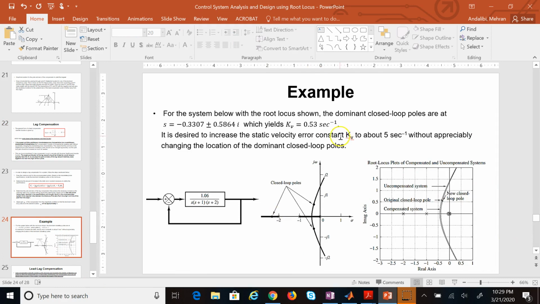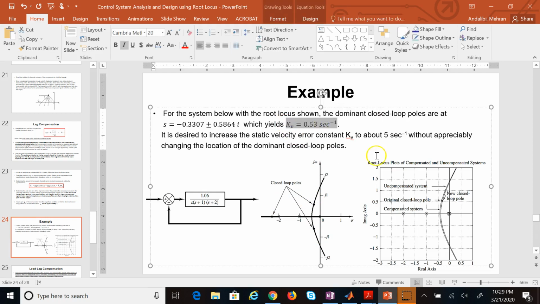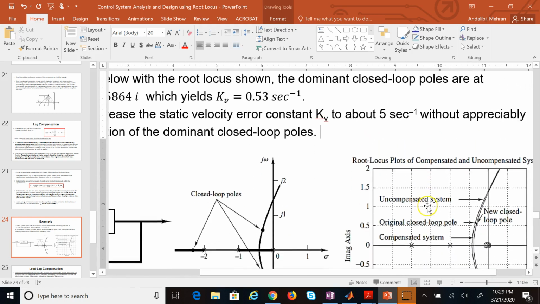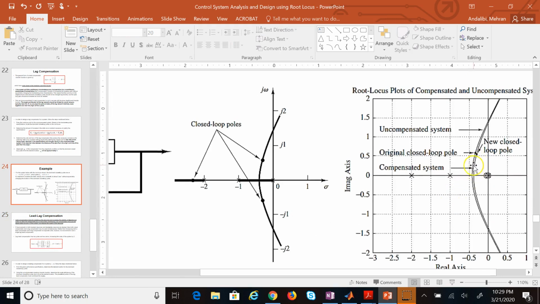We're going to go through this example right now, but this is the original system, which has relatively good transient response. The only thing is we want to boost up its Kv from 0.5 to 5. So we want to make the steady state error 10 times smaller, without changing the transient response. You're going to see when we design a lag compensator and add it to the system, if you watch here, the two curves are the root locus of the original system and the one with the lag compensator. And you can see they are almost on top of each other.